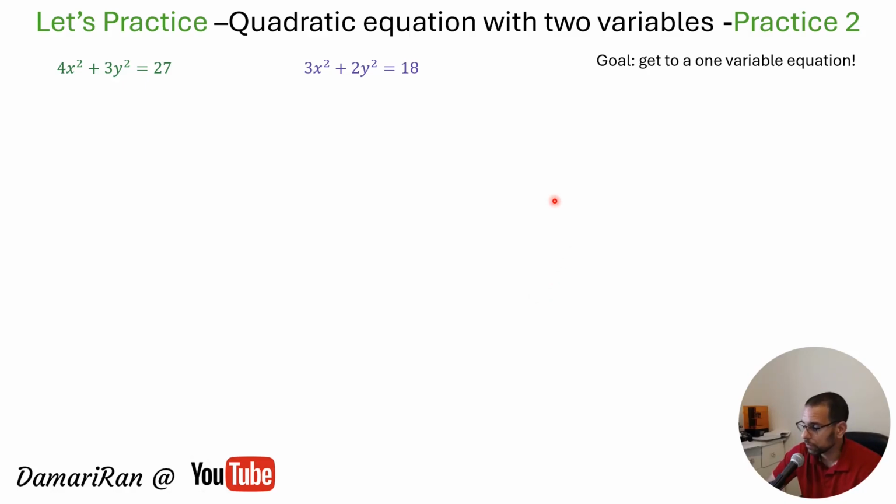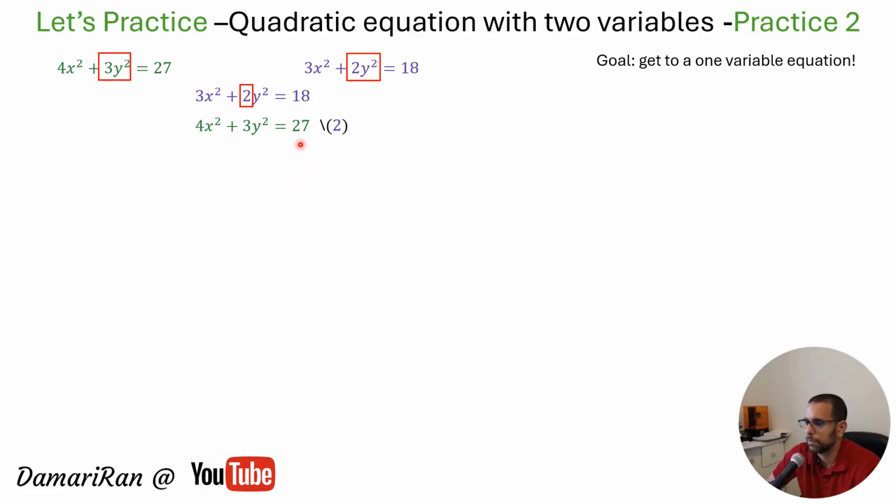What's our goal? To get to a one variable equation. That's the goal, so don't try to jump to the end. First step, get into a one variable equation, which means getting rid, with some mathematical tricks, of one of the variables. So let's do that. Immediately I see that here I have a 3y squared, and here I have a 2y squared. Let's rearrange, let's put the equations on top of each other.